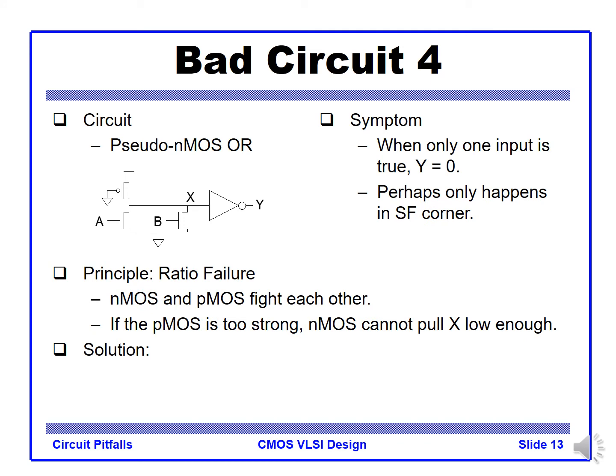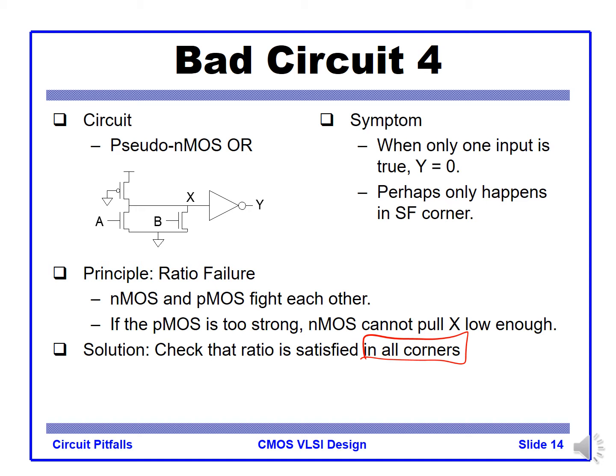So this kind of pseudo NMOS is very easy to fail, especially because the operating principle by itself is a fight between NMOS and PMOS. If the PMOS is too strong, then the NMOS pull down cannot pull X low enough. So how do we avoid this? We have to check the ratio between PMOS and NMOS in all corners. You have to be very careful designing this kind of circuit.